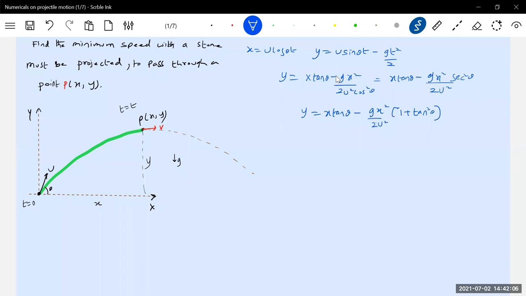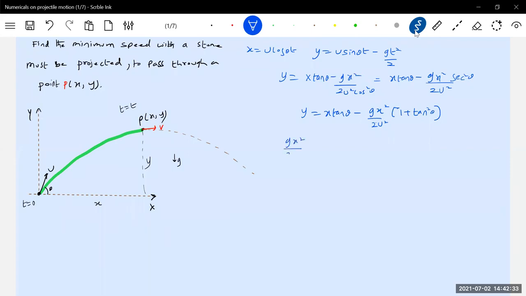We are just trying to understand the minimum speed with which a stone must be projected. I think you have to understand the situation properly here. Okay, I have this much of equation. So let me go further.